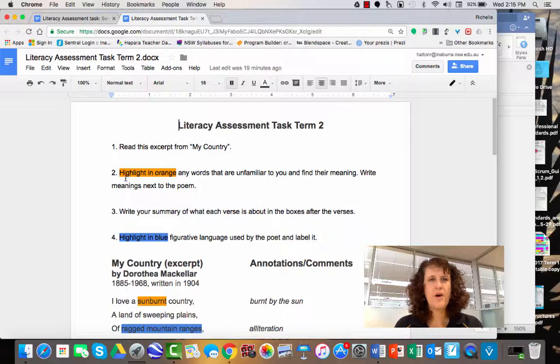And you're going to highlight in orange any words that are unfamiliar to you, and you're going to find their meaning. And you write the meanings next to the poem, and you can see this example here. If I didn't know the meaning of the word sunburnt, I would highlight it in orange, and then over here I'm going to write what it means, burnt by the sun. Okay, I've put this in italics to show that I wrote it. We're going to put it into the same document. You're going to actually type in this document.